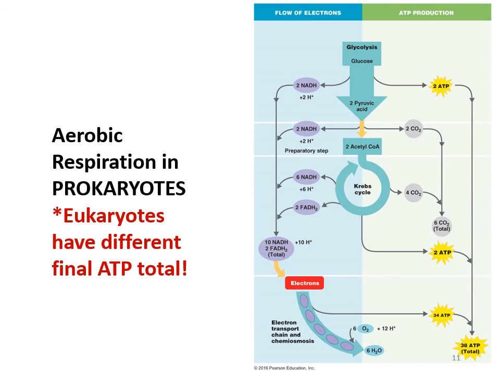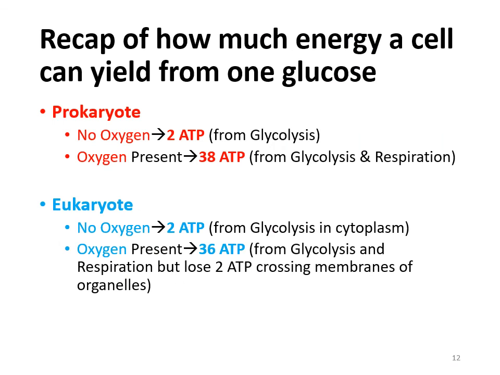Okay? So I'll just write that out on the next slide to help you visualize each of those 4 scenarios that you have to know. So make sure to put little stars on them. Okay, so here is the recap that I promised you of how much energy each type of cell can yield from breaking down 1 glucose.